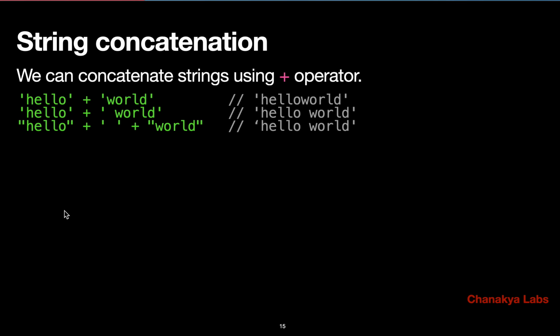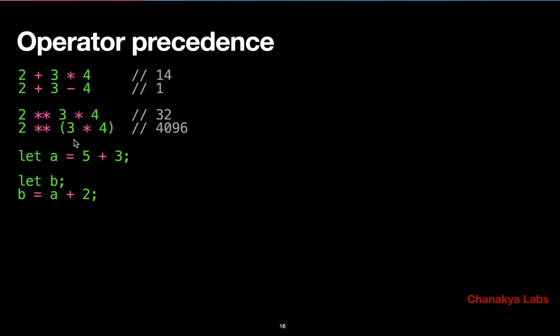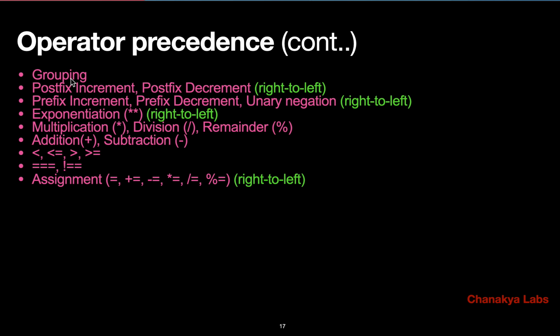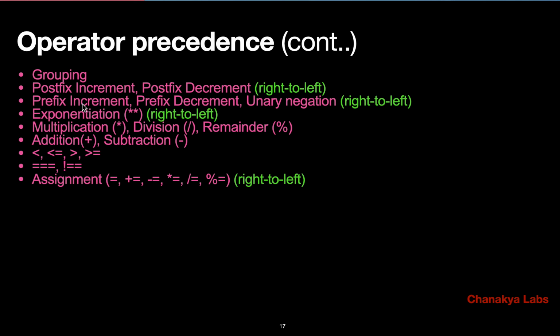In the same sense, when we compare multiplication and addition, it is clear that firstly multiplication has to be done and then the precedence of addition comes, which means that firstly this will be done and then whatever the result comes, that will be added. So this is what operator precedence is.